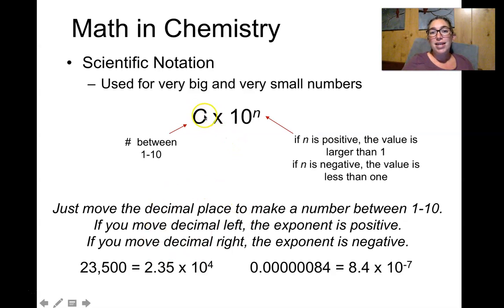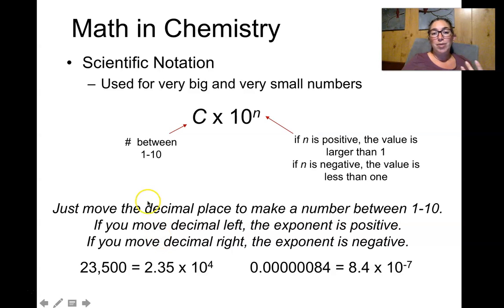So the format is C times 10 to the n power, where C is a number between 1 and 10, and n, that exponent, if it's a positive number, it means that the number we're representing is very large, that it's greater than 1. And if that n exponent is negative, it means the number we're representing is very small, less than 1, a decimal. So in order to convert a number into scientific notation, you just move the decimal place, and however many times you move the decimal place, that becomes your n, your exponent.